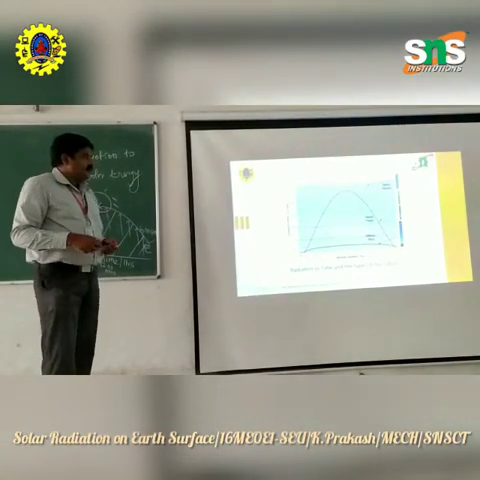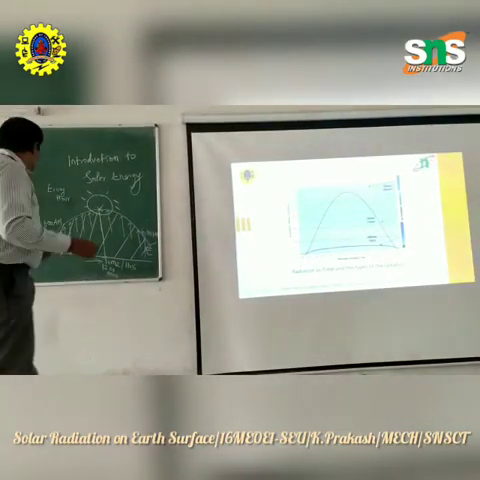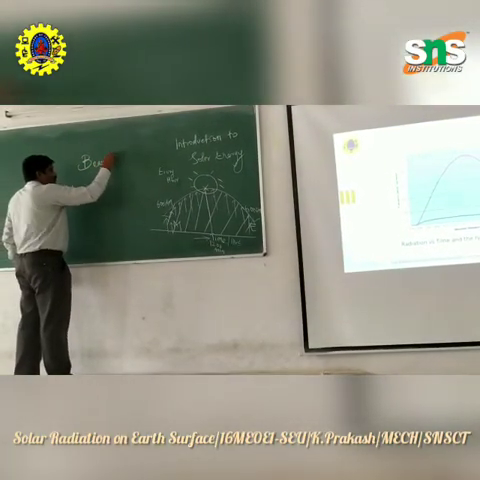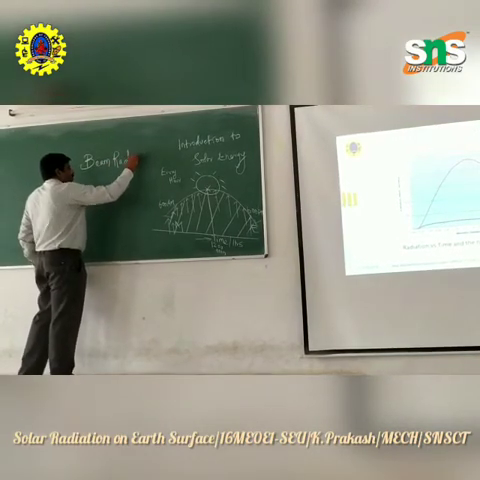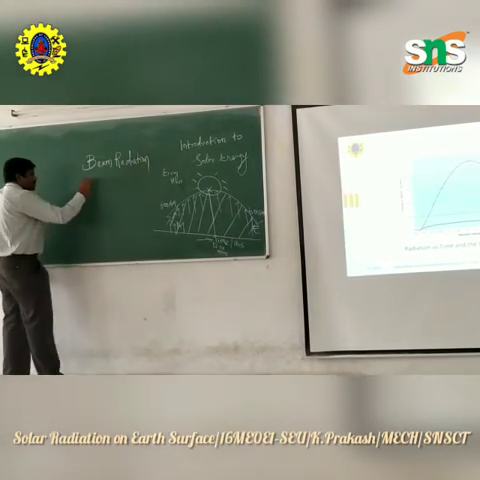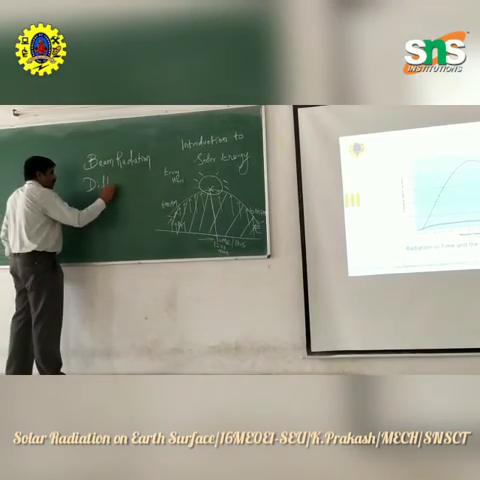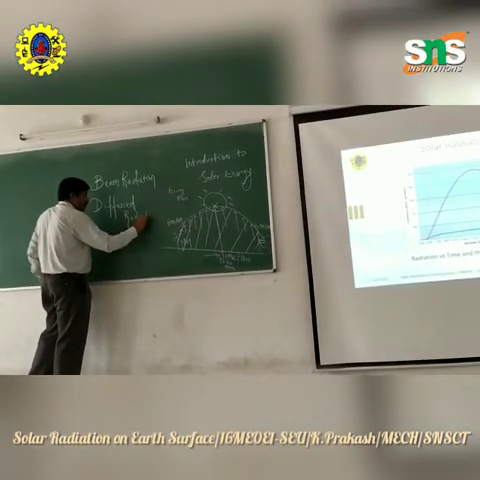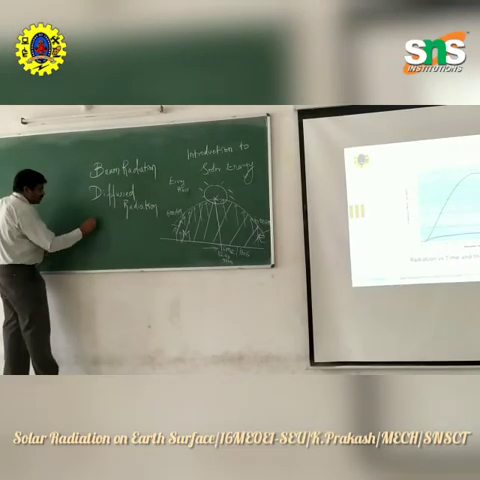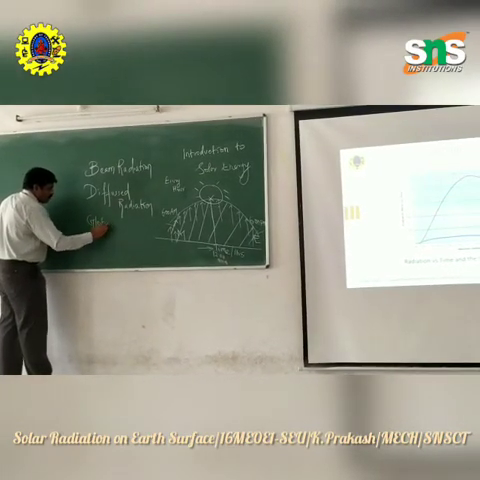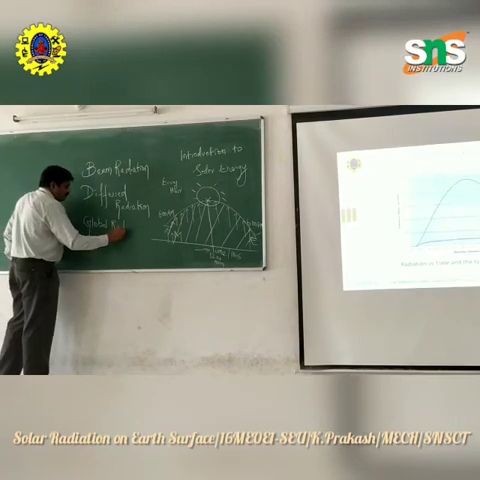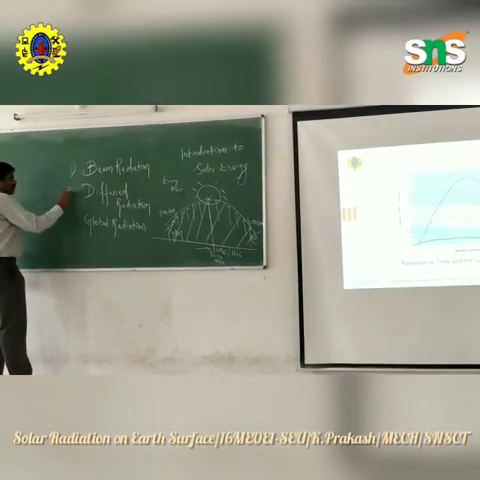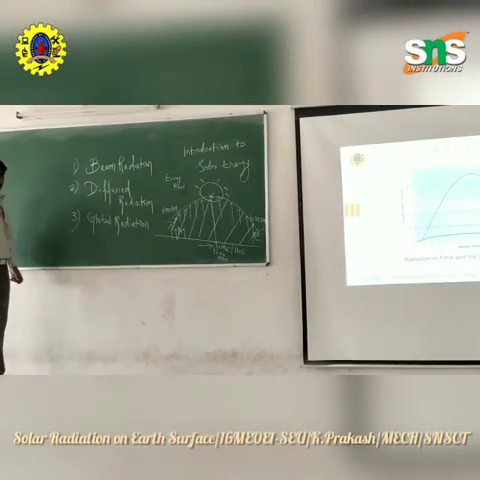So here there are 3 types of radiation. One is beam radiation, next one is diffused radiation, and the third one is global radiation. So these are the 3 types of radiation available.